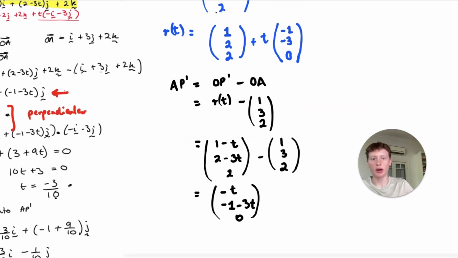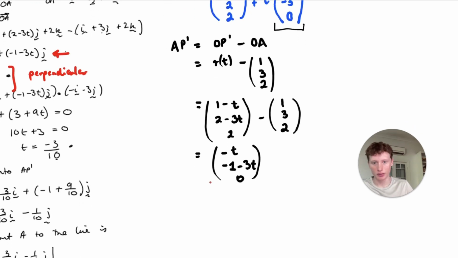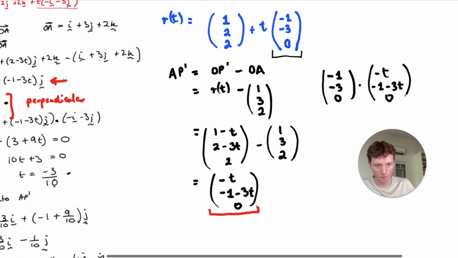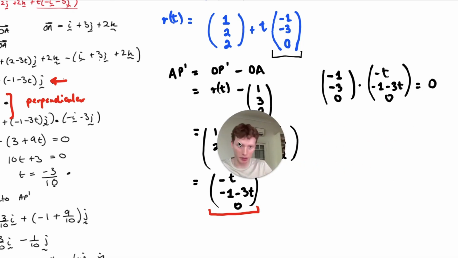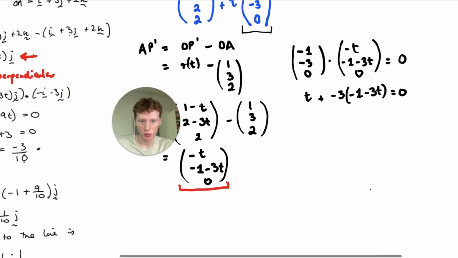Okay, and what we're comparing here is the direction vector initially, and that's why we separated it into the two components rather than just a single column vector. And we're comparing that direction vector to the actual vector A to P prime. And so we need to dot those two together. So that'll be (-1, -3, 0) dotted with (-t, -1, 3, 0). And we have to say, okay, that's going to equal 0 because they're perpendicular. Okay, so that's going to be negative 1 times negative t, so positive t. Okay, and when we dot those together, we'll get this equation.